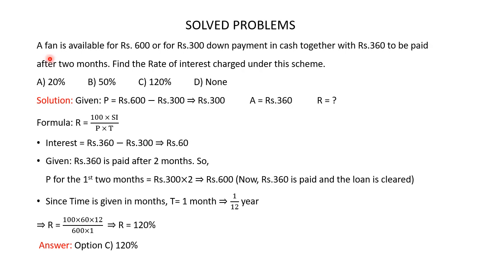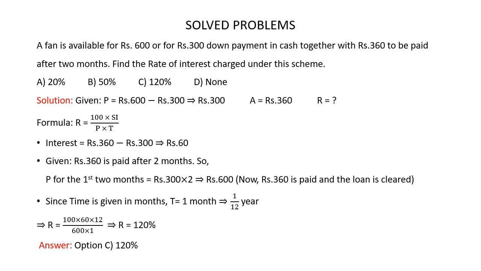A fan is available for rupees 600 or for rupees 300 down payment in cash together with rupees 360 to be paid after 2 months. Find the rate of interest charged under this scheme. Here you are given 4 options and you have to find out which of these options is the correct one.